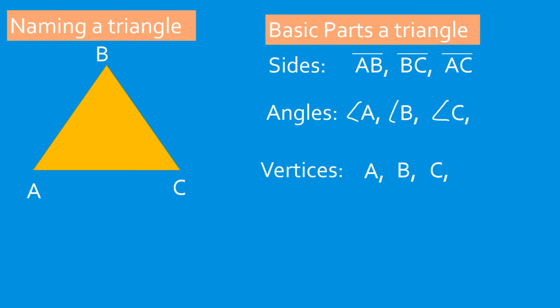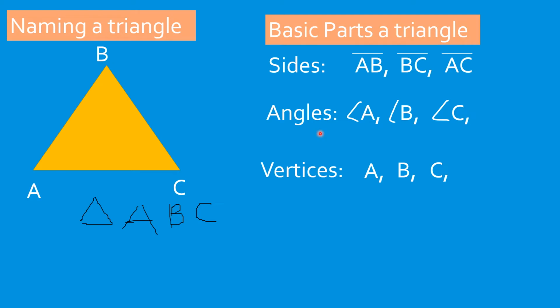In naming a triangle, we use 3 letters. So we can name this triangle as triangle ABC. Now, the basic parts of the triangles, we have the sides. So this is segment AB, segment BC, and segment AC.